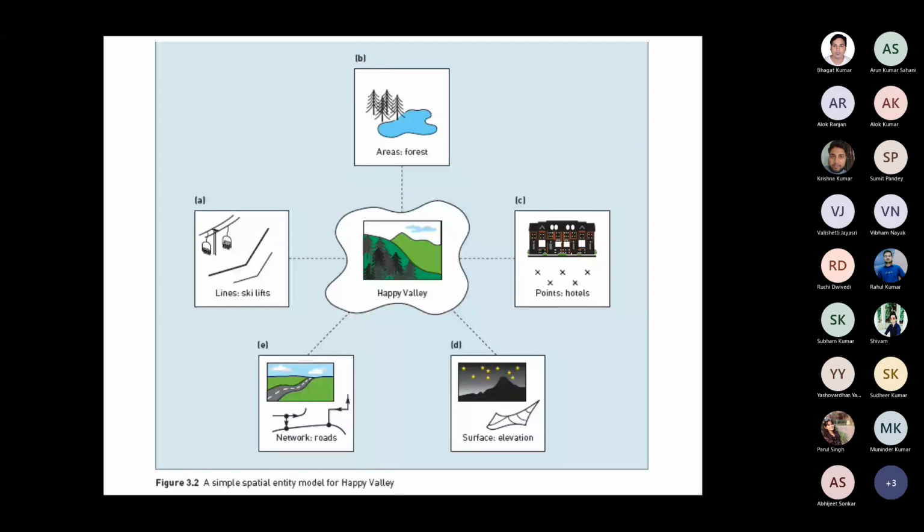What are the different types of spatial entities? Anyone? What are the three basic types of spatial entity? Point, line, polygon. Yes. So these three are the basic spatial entities: point, line, polygon. For more advanced, line will be network, and from the area, it will be surface. So point, line, area, network, surface. These are the 5 different spatial entities, or there will be 3 basic entities: point, line, and area.